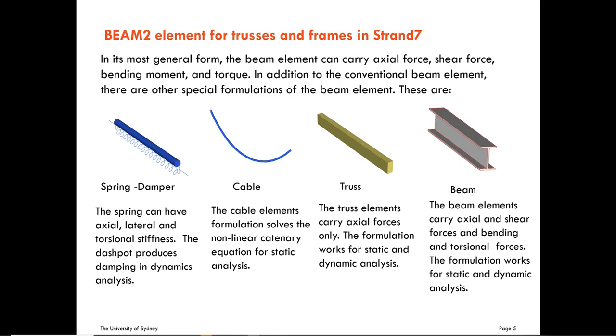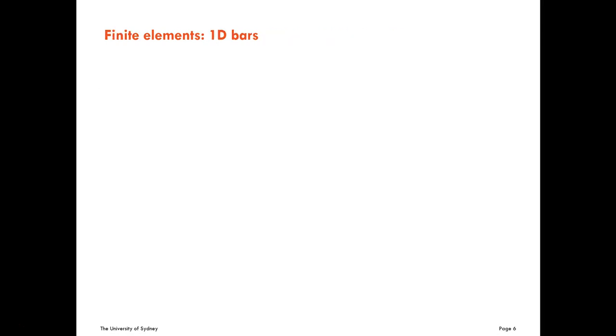Now I am going to give an overview of how to construct these finite elements. So let's recap the one-dimensional bar element. This element is the simplest element. It has two nodes. Each node has a single degree of freedom. It can displace only along the direction of the element. The element can carry a force along the direction of the element.